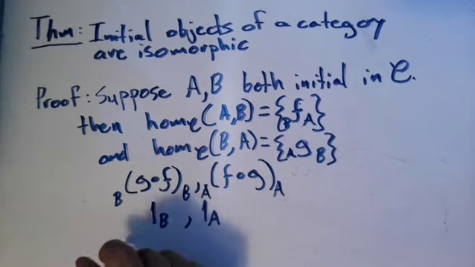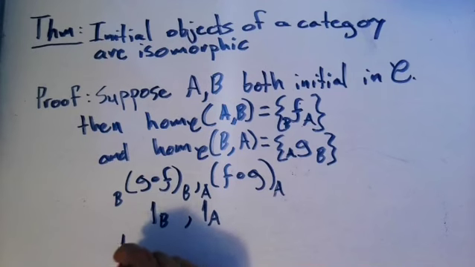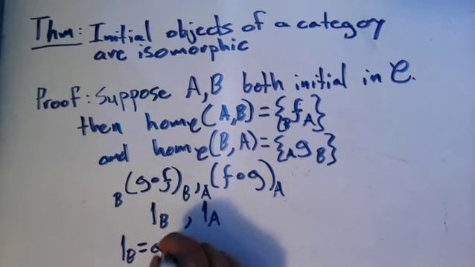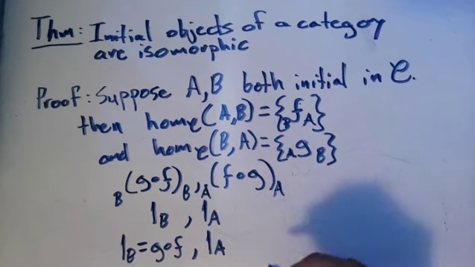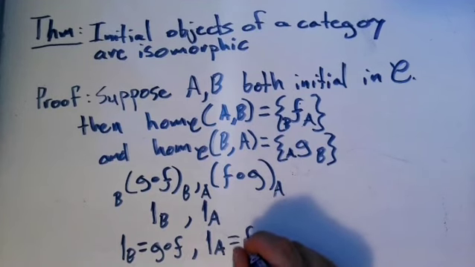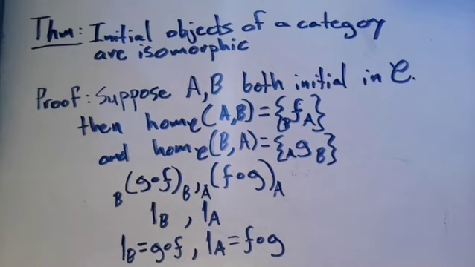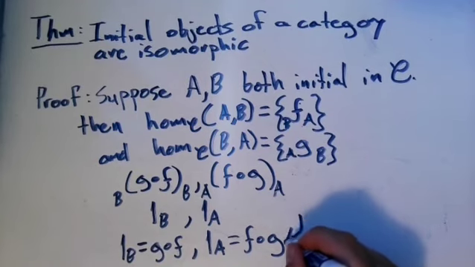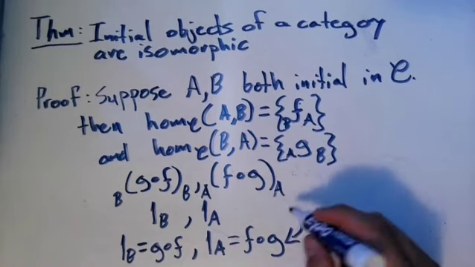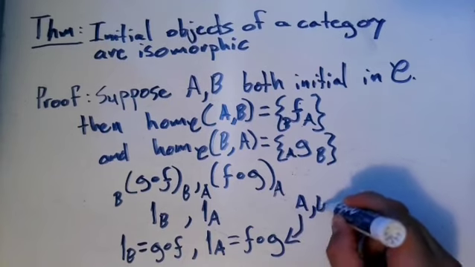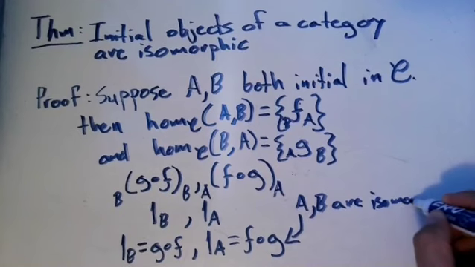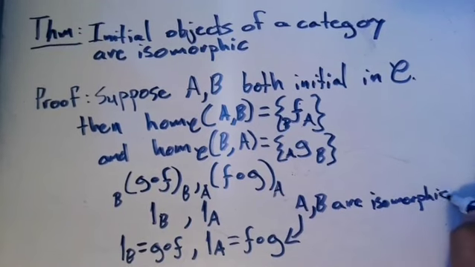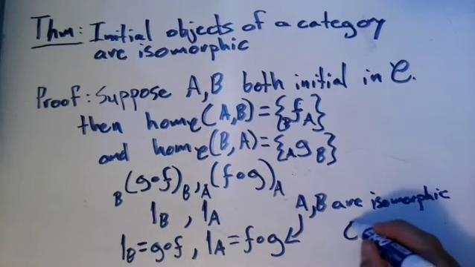That is, 1_B must be equal to G after F, and 1_A must be equal to F after G. But then this exactly satisfies the definition of an isomorphism, which means that A and B are isomorphic, which is what we were trying to prove.